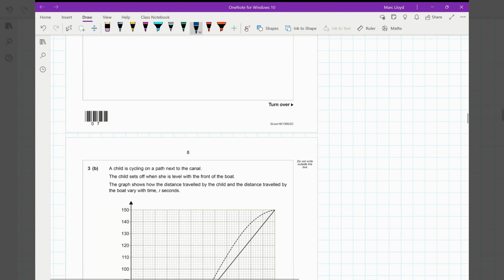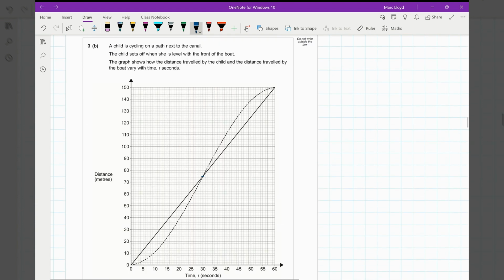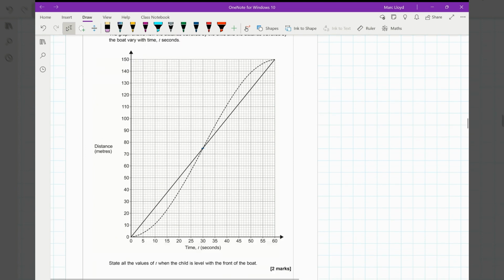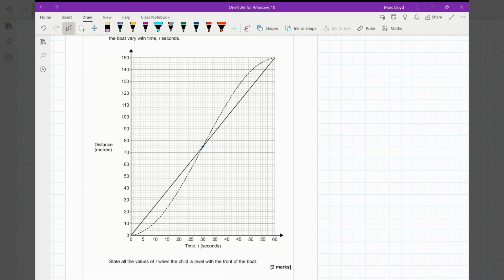Okay, question 3 continues over the page, where we've got a child cycling on a path next to a canal. The child sets off when she is level with the front of the boat, and the graph shows how the distance travelled by the child and the distance travelled by the boat vary with time. So we would imagine that the boat would continue at a nice, smooth rate because it's going down the canal. So we'll say the straight line is the boat, and this line that varies will be the child.